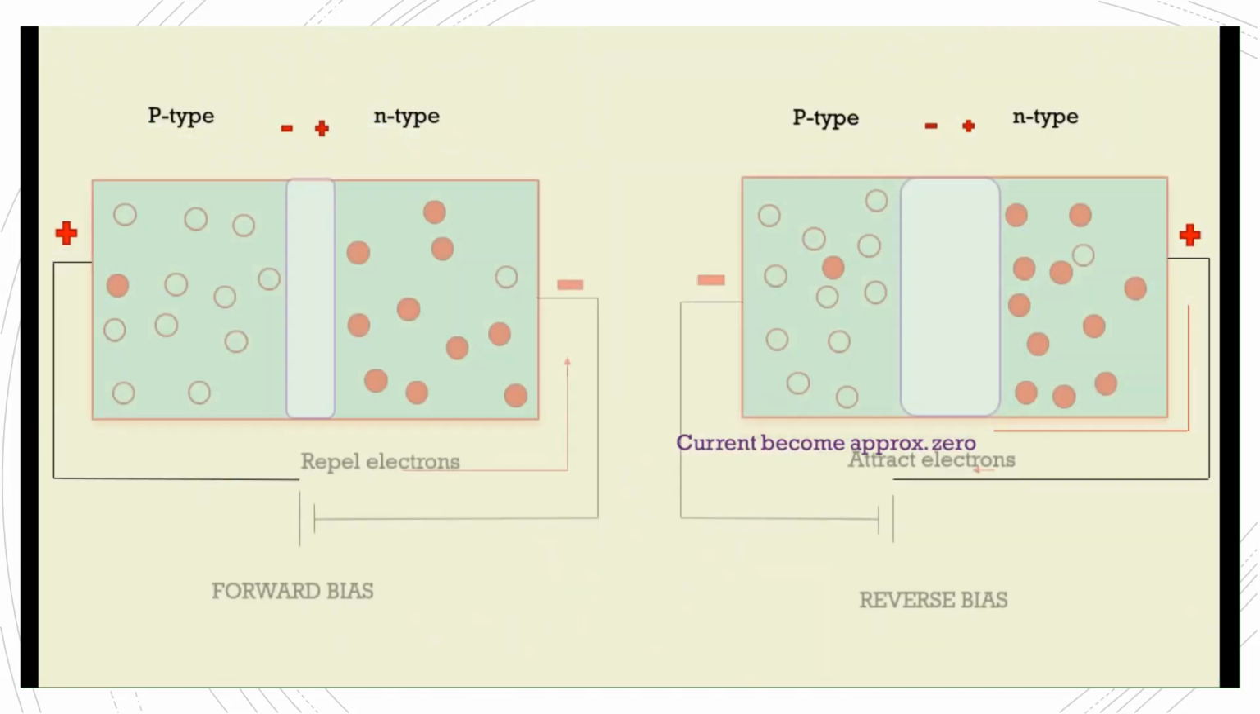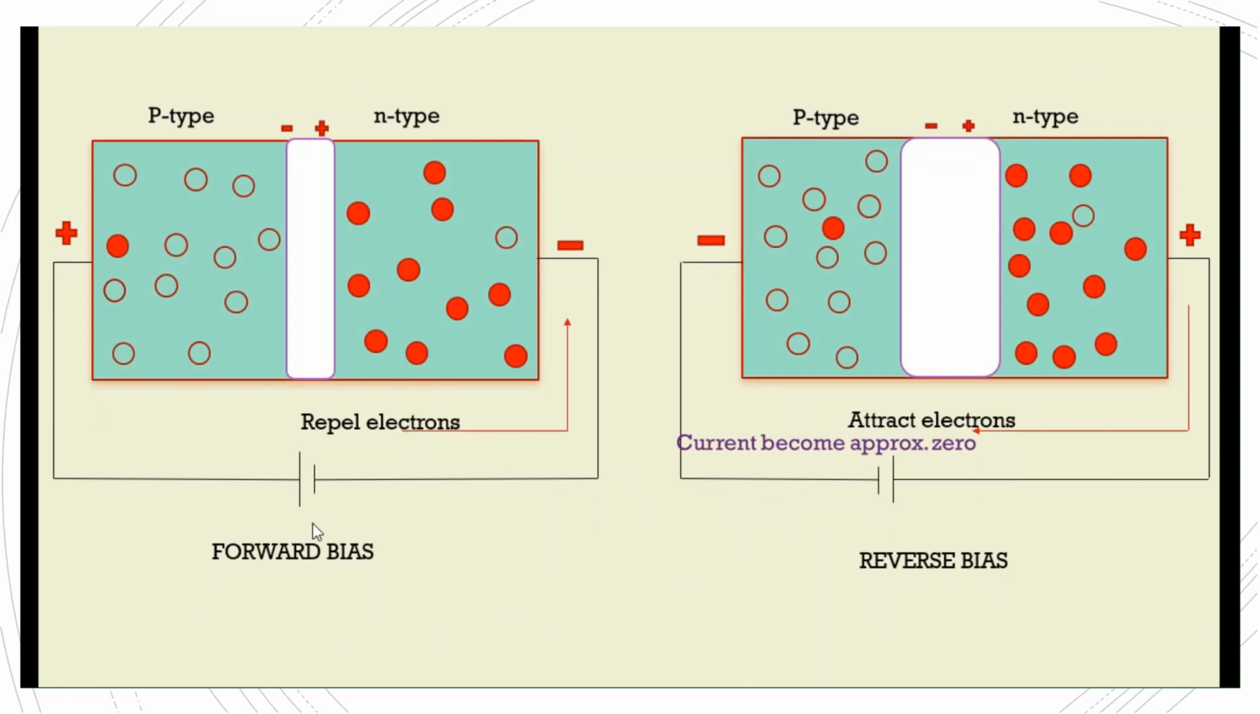Now in forward bias, we can see that the applied voltage is going to oppose this barrier potential, so this depletion region is going to decrease, while in the reverse bias the applied voltage is going to support this barrier potential, so this region is going to increase and the current becomes approximately equal to 0.